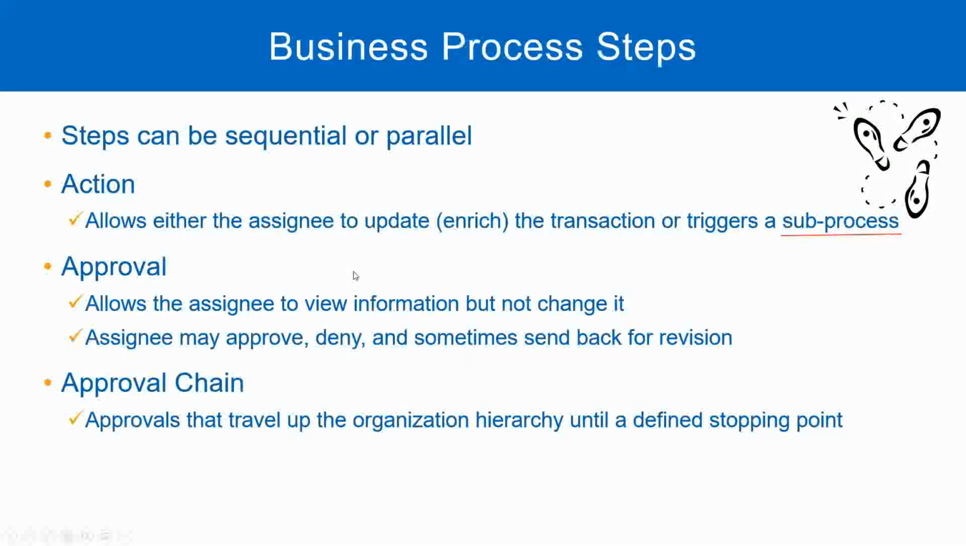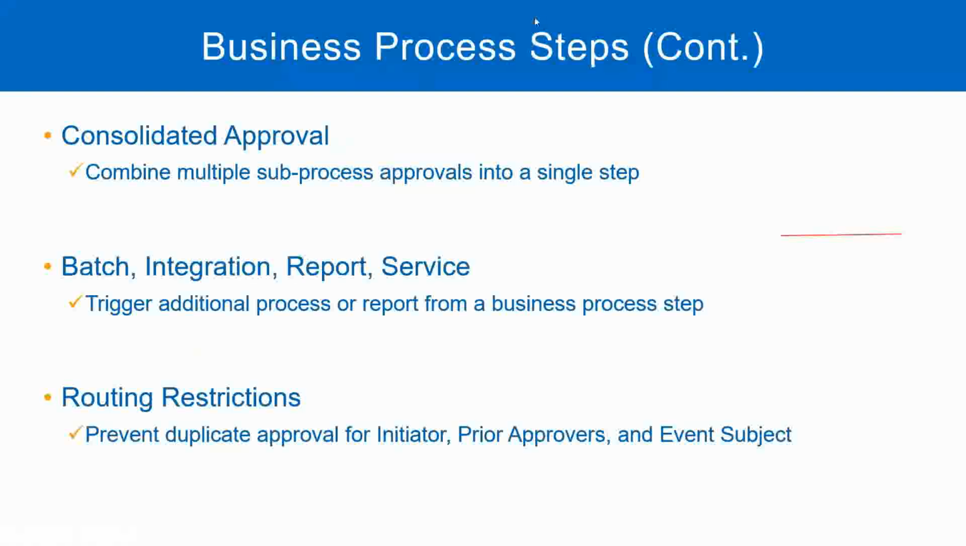Then we have another type of task, that is, consolidated approval. Now, what does this do? A consolidated approval allows you to combine multiple sub-process approvals into a single step. Okay. So this actually is aimed at efficiency. It's actually useful for making the process very efficient. Now let's take an example for that.